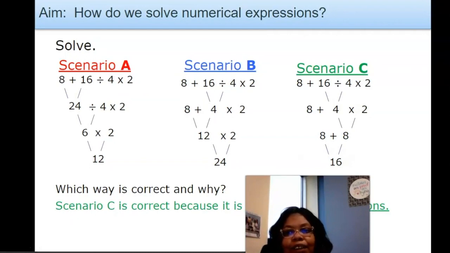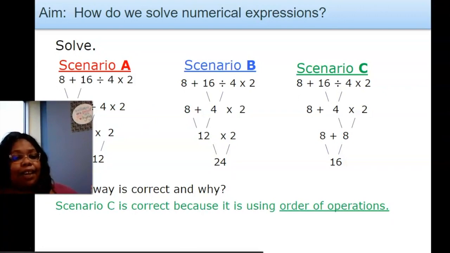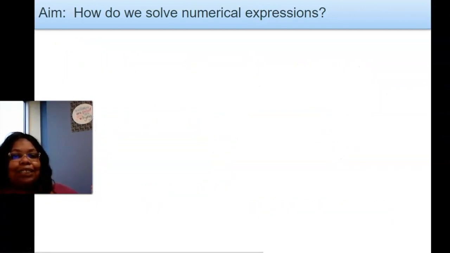So the order of operations says that we do parentheses, exponents, multiplication or division, and then addition or subtraction. A lot of times you'll see PEMDAS, or please excuse my dear Aunt Sally, when we talk about order of operations.